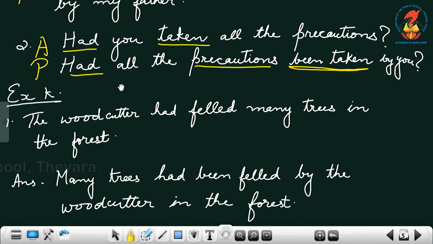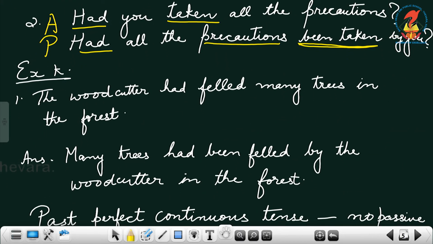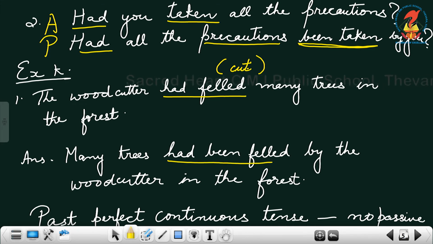Now some questions from exercise K. The woodcutter had felled many trees. Had felled, this is perfect. What do you mean by felled? Felled means he had cut down a number of trees. The word felled means cut. So many trees had been felled by the woodcutter in the forest.